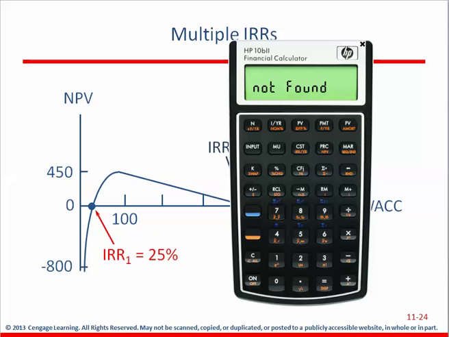And so if you put in a guess, I'm going to store a guess. So I'm going to store 10, if I can get it to take 10. I don't trust that. Let me go back and get it to take a real 10. So 10. And we use the store key, and the store key is right here. And so if you click orange, store that, and then click IRR, it's going to search just around 10%. And it comes up with IRR of 25%.